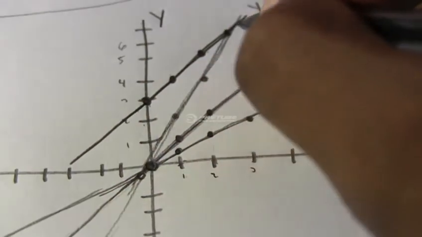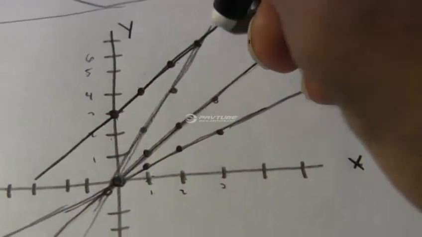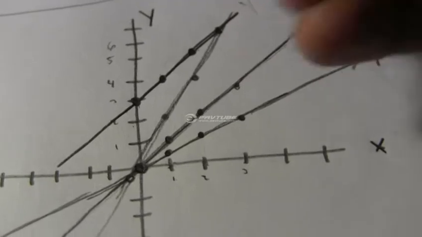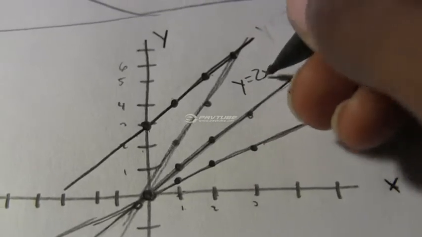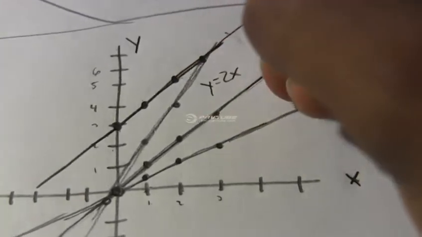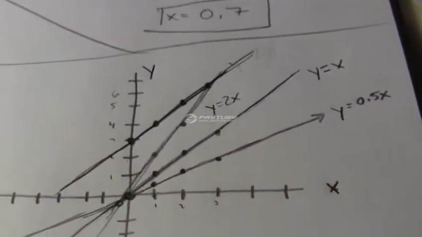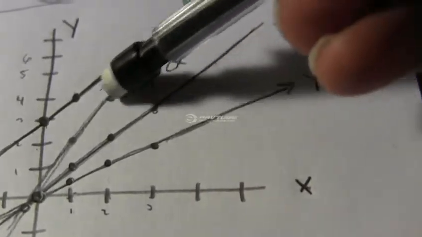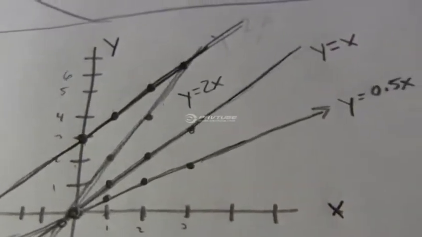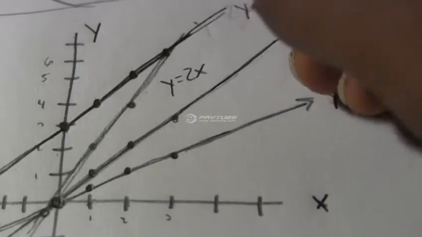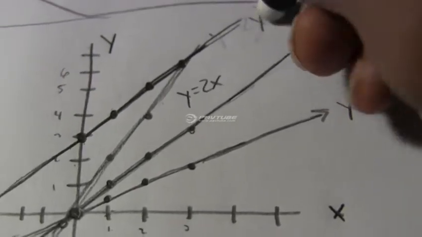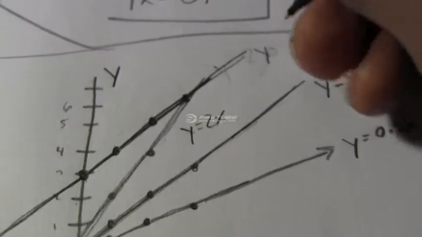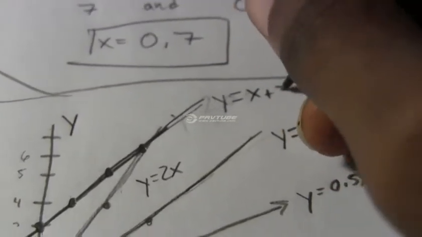And don't get it confused. Maybe I should move this one, our 2x, just so it's not confused. Y is equal to 2x. But now we've got this line here that's doing this thing. Okay. Now if you look at it, if I were to get rid of all these, I don't want to, but this is our y is equal to x plus 3.